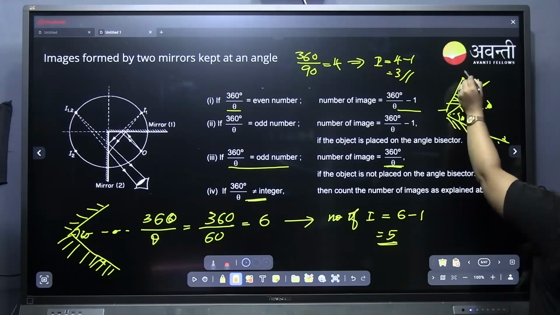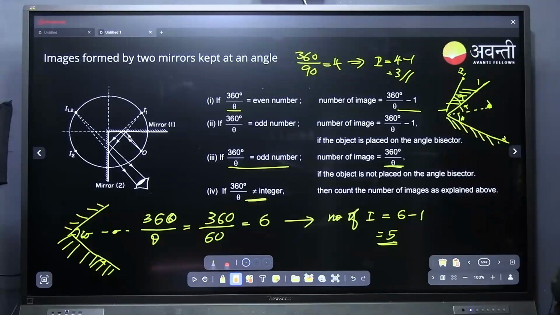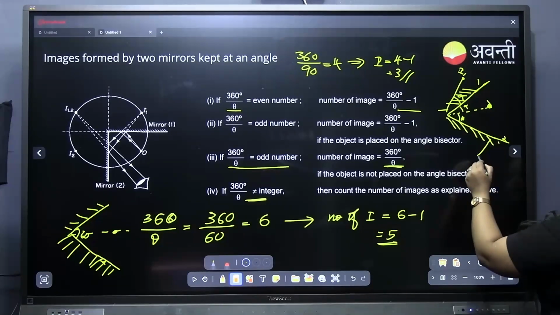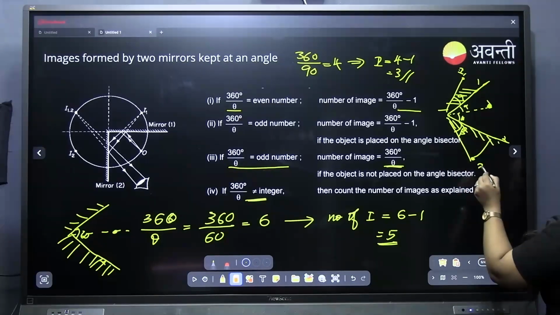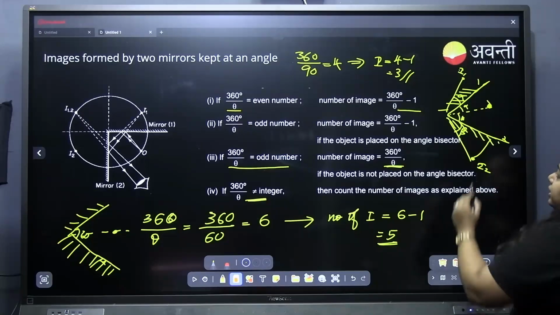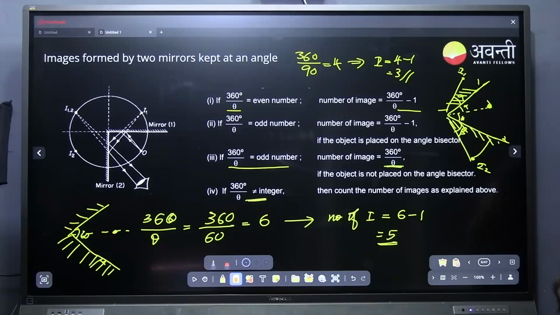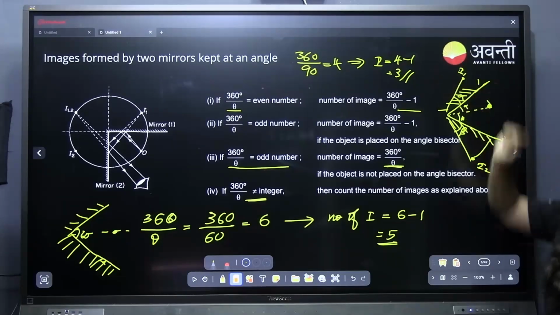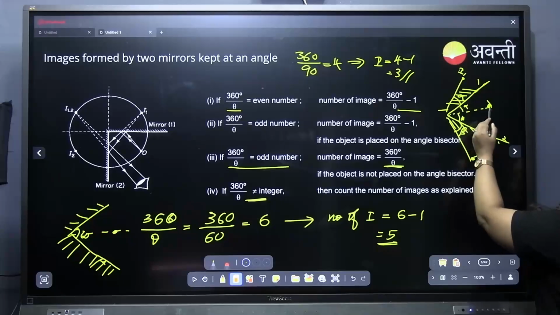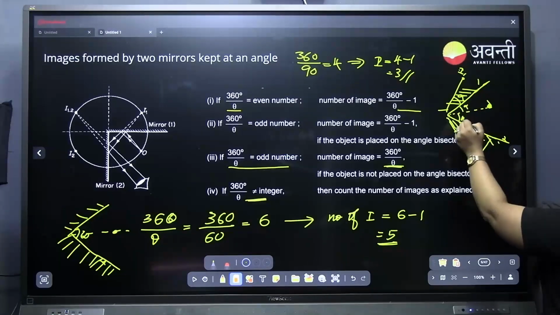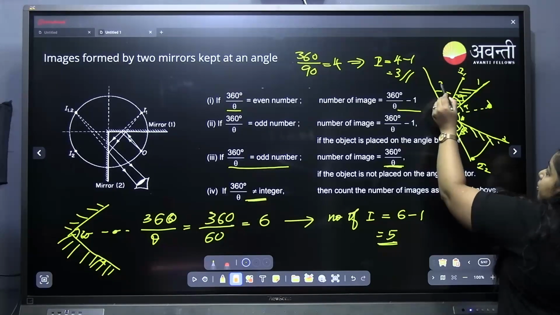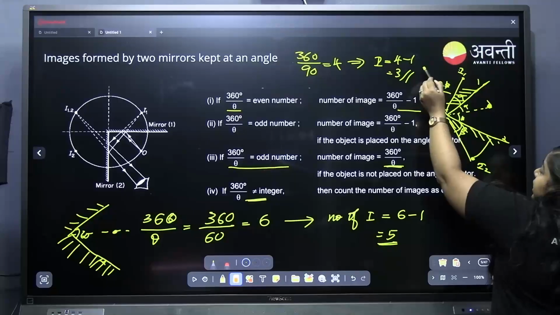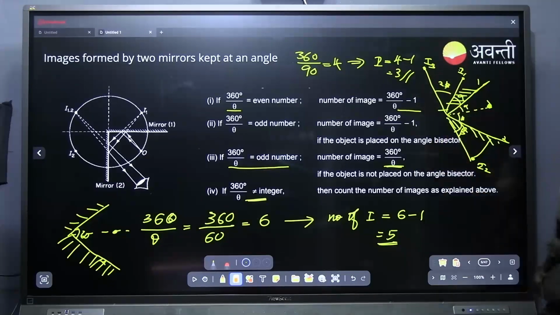In that case, the first image will be formed at angle alpha inside the mirror, right? This will be image 1. Then you move angle beta inside mirror 2. So this will be image 2. These are the direct images. Now image 1 and image 2 will have images on this side. So that angle is equal to what? From here, alpha plus 2 beta. So you take alpha plus 2 beta this side and you will get image 3.